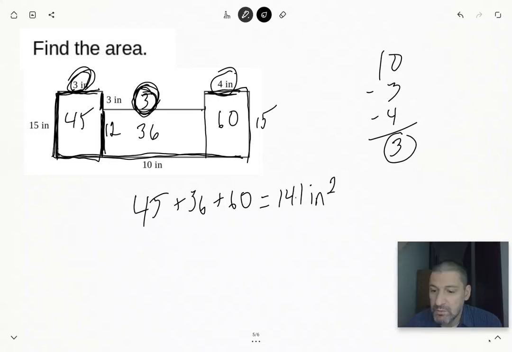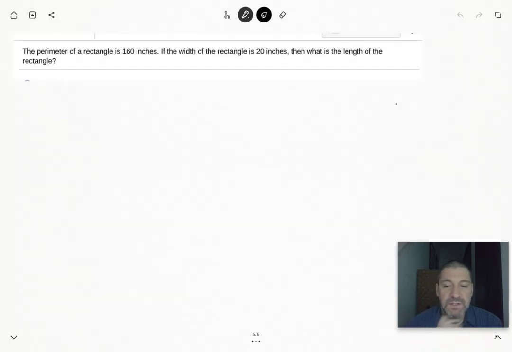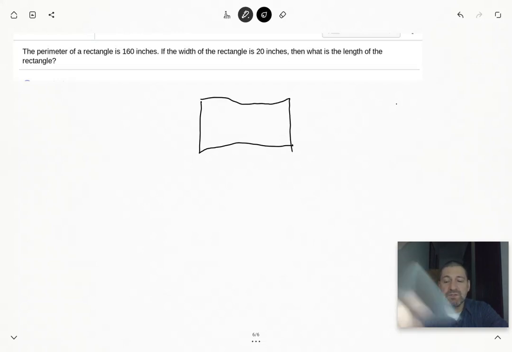Okay, one more, then I'll be done and let you get working on the problems. So the perimeter of a rectangle is 160 inches. The width is 20 inches. Find the length of the rectangle. So anytime I have dimensions of a shape in geometry, I like to draw it and label it. So it tells us that the width is 20. It tells us that the total perimeter is 160.